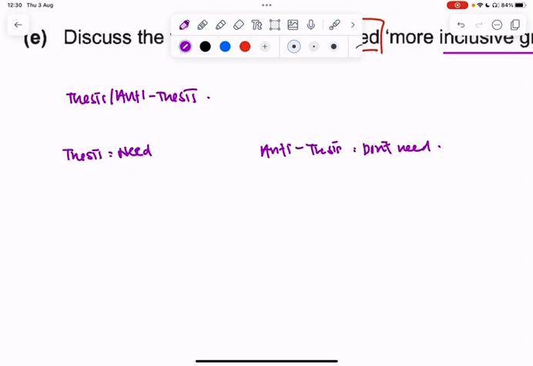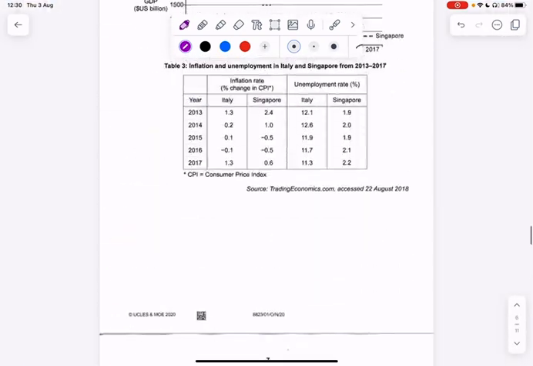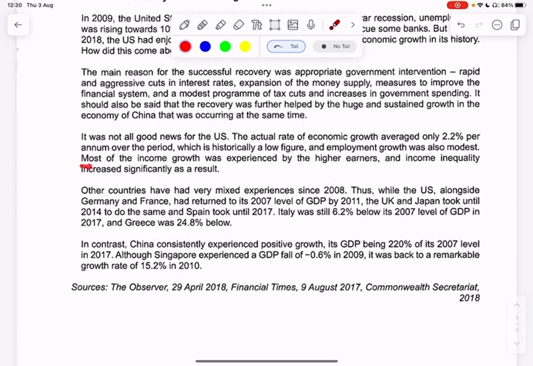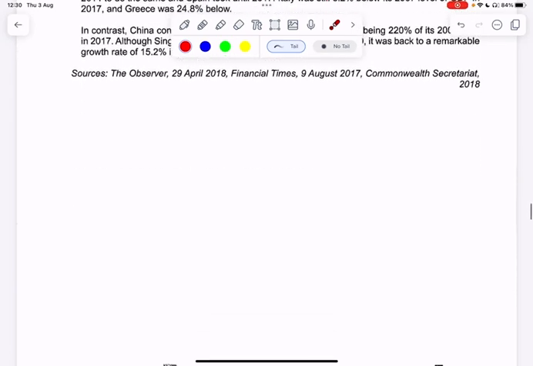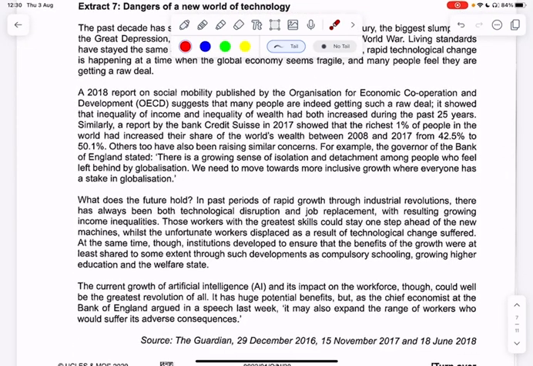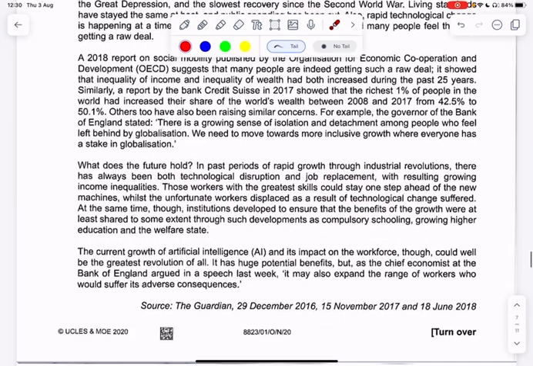So when I see I need, right, then where would I look for my ideas? So let's look back at this case study, okay? Can you see over here? They say what? Most of the income growth was experienced by high earners and income inequality worsened as a result. Or even in extract 7, we see that there has always been technological disruption, job replacement, resulting in growing income inequalities. And so workers with greater skills would stay ahead, while workers who don't have the skills, who cannot keep up, will be displaced and they will suffer.